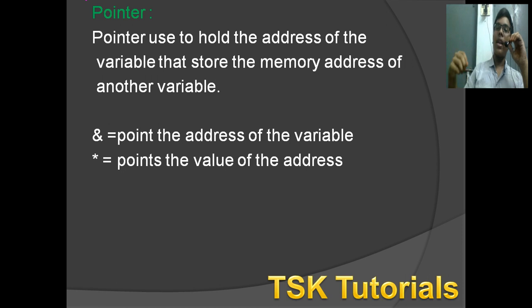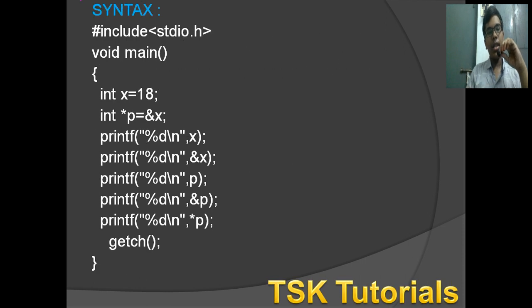So simply we can access it from that other place. Now let's see the syntax. The syntax starts with the header file #include <stdio.h>, then void main is the main part, open parenthesis. Now I am going to store an integer. What's the variable here? x. In the variable x, the data type is int, and its value is 18, semicolon.